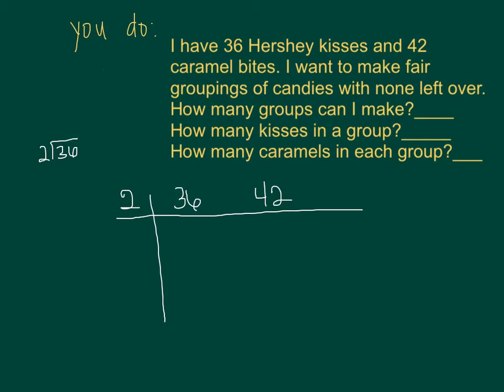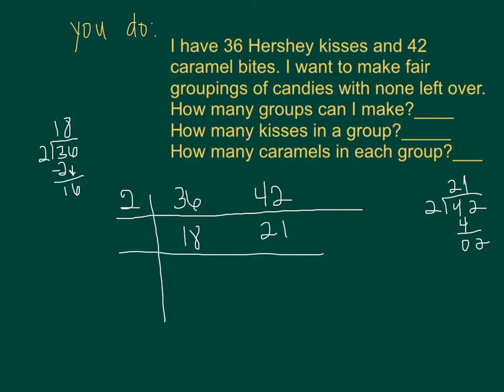2 is into 3 once, that's fast, with 1 left over, bring down the 6. 2 is into 16 8 times, so that was pretty quick to figure out. Same with 2 into 42, I'm not positive, but I can do the shortcut to find out, and it just takes me a second. 2 is into 4 twice, with 0 left over, and 2 is into 2 once, 21.